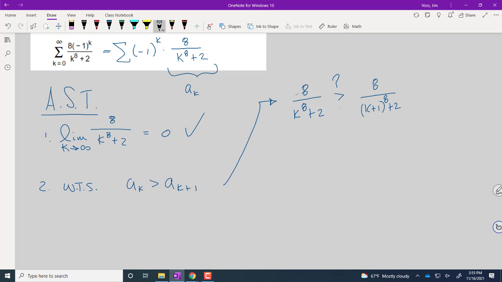we can divide away the 8s. We can multiply both sides. We can subtract off the 2s. We can take the 8th root of both sides. And then we can subtract k. Get all the way down here to something that's true.